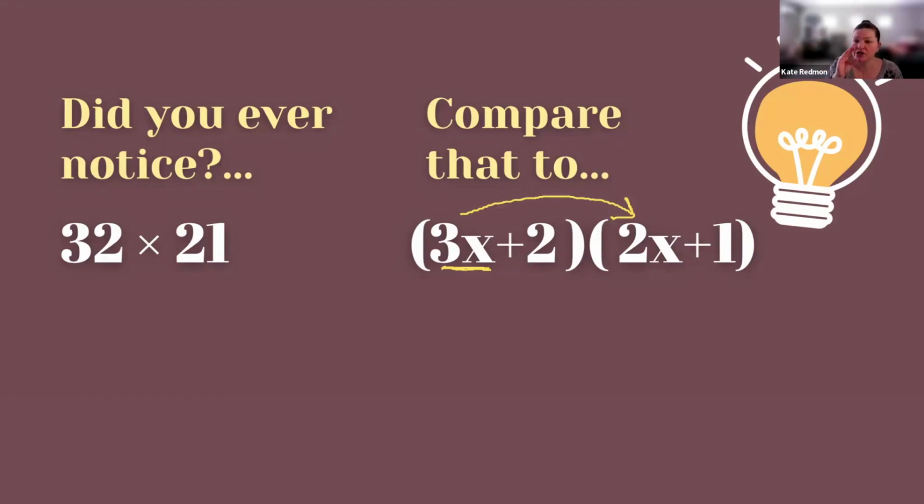And we're going to be real cautious. We're going to go one at a time. So let's start with 3x times 2x. Well, we know to multiply together the coefficients, the numbers out front, first. 3 times 2 is 6.